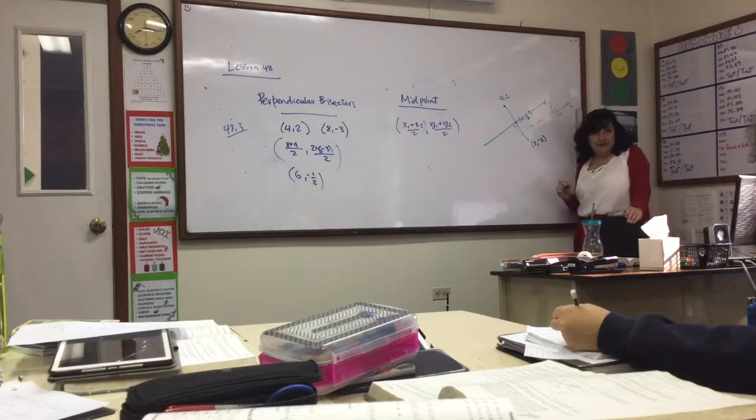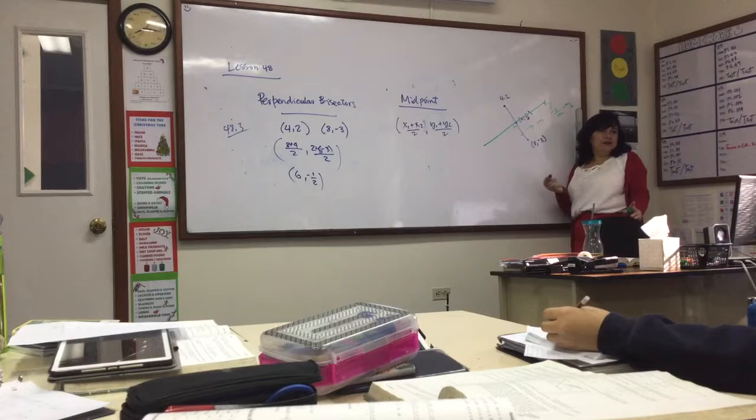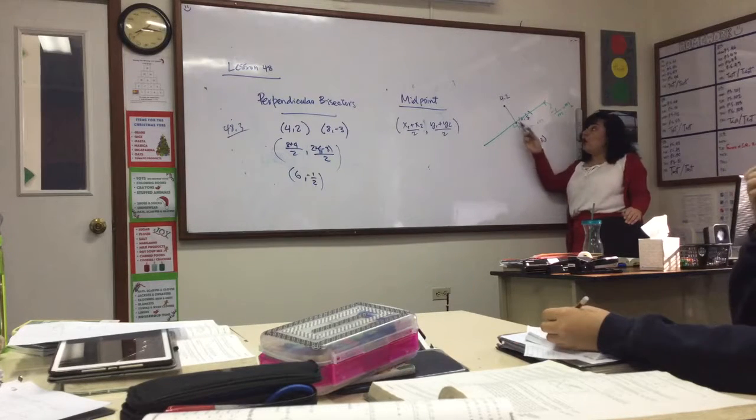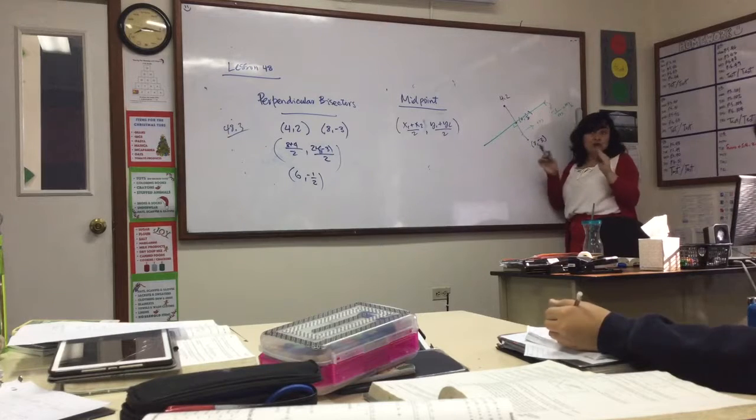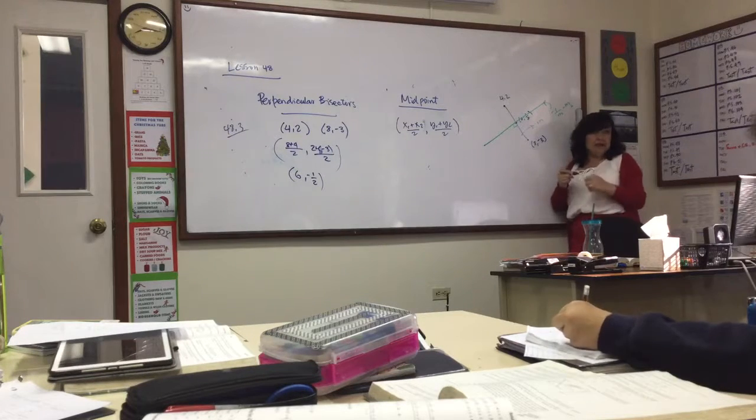Does everybody see that? And why would you need the midpoint then? The position, so that you know a point on the line to help you find the rest of the equation that you're missing, because you need to know at least one point to know the relationship between x and y. Does that make sense?